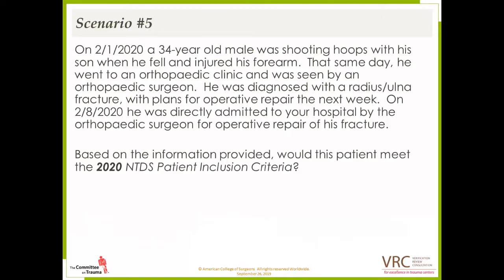All right, our last scenario is a 34-year-old male who was shooting hoops with his son when he fell and injured his forearm. That day he went to an orthopedic clinic and was seen by an orthopedic surgeon who diagnosed him with a radius ulna fracture, and they planned for operative repair the next week. So on February 8th, he was directly admitted to your hospital by the orthopedic surgeon for operative repair of his fracture. So, does this patient meet the 2020 NTDS patient inclusion criterion?